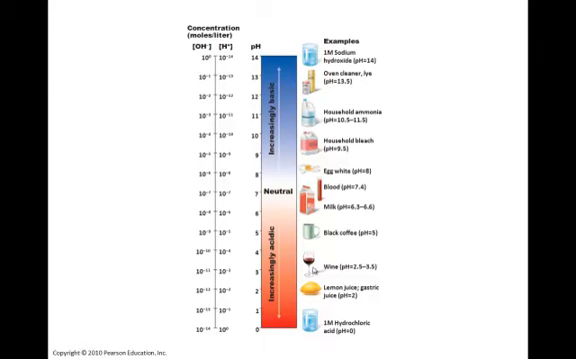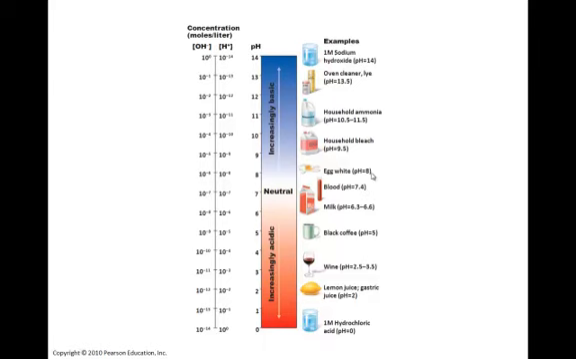Wine, look at wine, how acidic it is. Black coffee, you wonder why these things hurt your stomach. Milk is actually a little acidic up here. Some things in the human body: your blood is actually slightly alkaline with a pH of between 7.35 and 7.45.